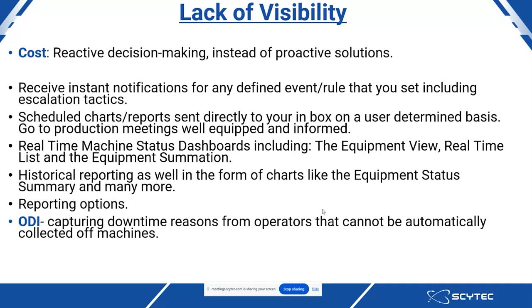But you can receive instant notifications for any defined event or rule that you set, including escalation tactics. And the one I like to use a lot is, let's say after half an hour of machine downtime, you get a notification to your operator, in either Microsoft Teams, email, or text message, telling them to go out and find out whatever is going on with that machine in terms of its downtime.